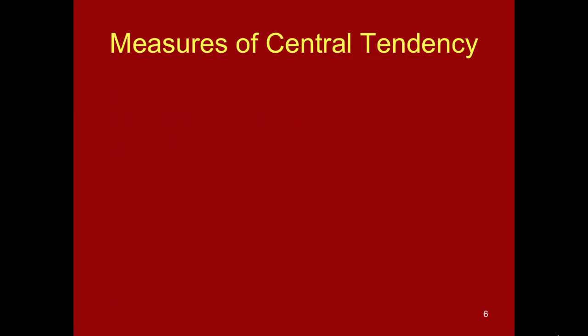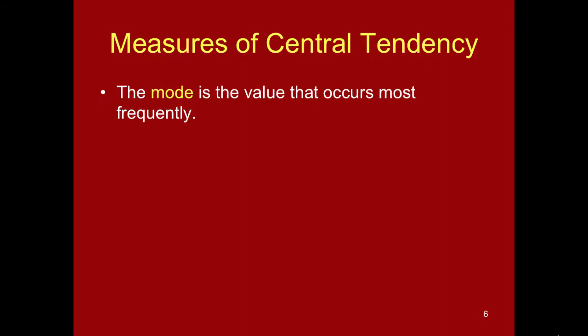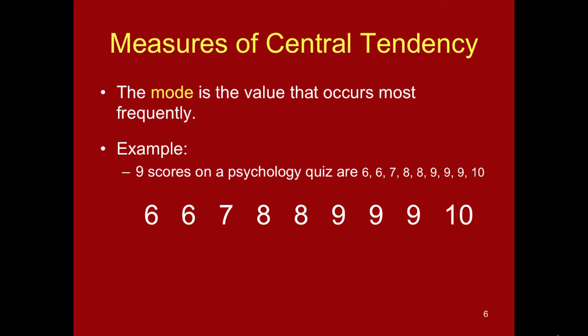The last measure of central tendency is the mode. The mode is the value that occurs most frequently. Again, it would be helpful to have the scores listed in order from least to greatest value. From here, you would simply look for the score that is observed most frequently. In this case, the mode is 9, since 9 occurs 3 times, while the other observed scores only occur once or twice.